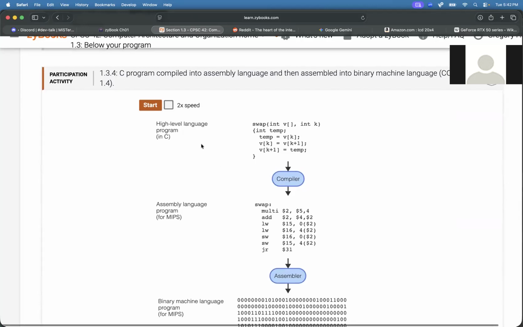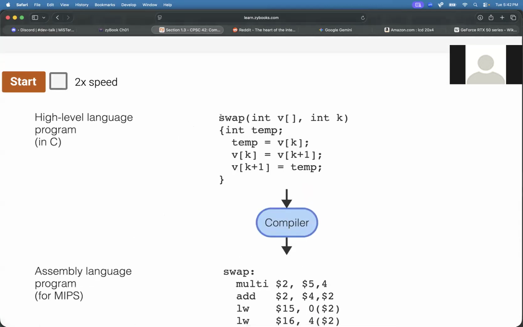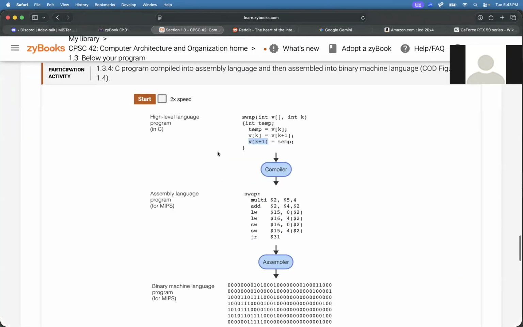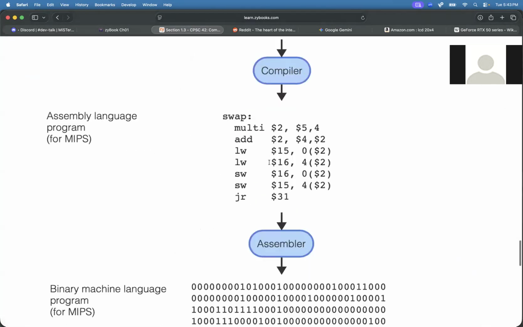So this is an example, kind of what I was talking about here. If you write something like this in C, what does this say? There's an integer called temp, and then this moves a particular something into temp, and then it moves a number into another place in the array, and then it moves the temporary value to this place in the array, and they called that function swap. And then that turns into assembly language code.